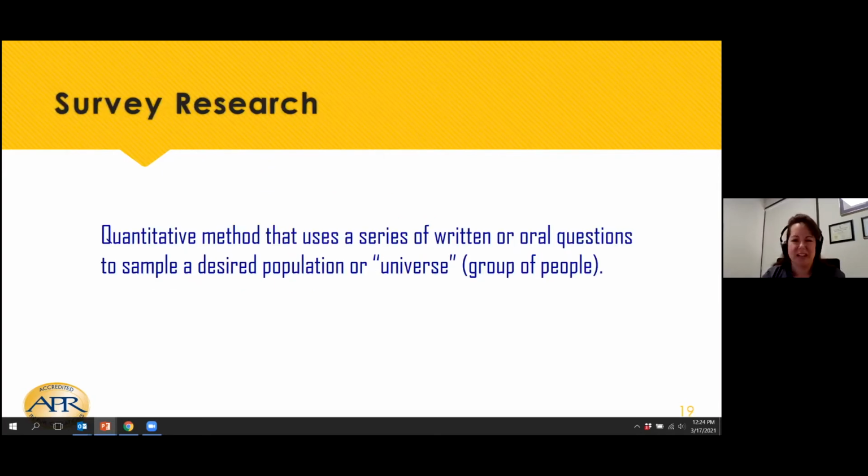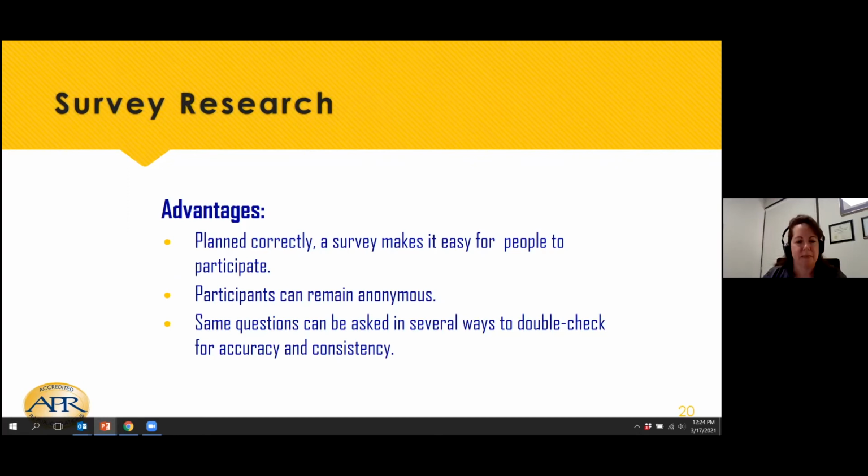Survey research. Okay, so survey research is one of the bigger ones that they focus on. This is a quantitative method that uses a series of written or oral questions to sample a desired population or universe, in other words, a group of people. The advantages are, if planned correctly, a survey makes it easy for people to participate. Participants can remain anonymous. The same questions can be asked in several ways throughout the survey to double check for accuracy and consistency.